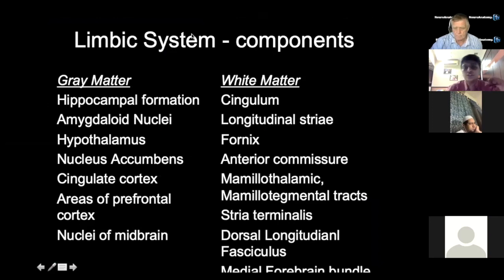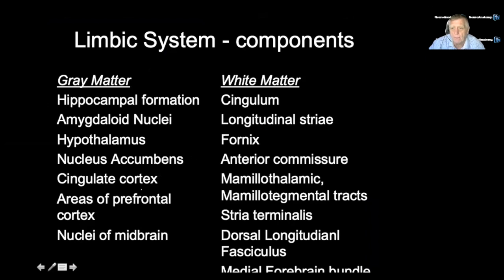So the components of the limbic system are noted here. The gray matter components are the hippocampal formation, the amygdala, the hypothalamus, the nucleus accumbens, the cingulate. There are areas of the prefrontal or the orbitofrontal cortex and nuclei of the midbrain. The white matter connections of the limbic system are the cingulum, the longitudinal striae, the fornix, the anterior commissure, mammillothalamic and mammillotegmental tracts, the stria terminalis, the dorsal longitudinal fasciculus, the medial forebrain bundle, and you have the fasciculus retroflexus.